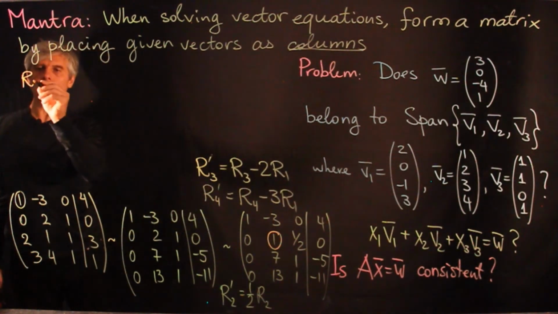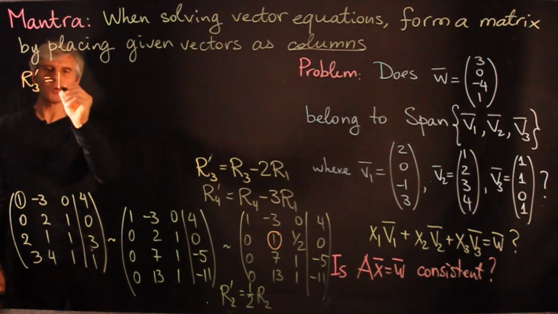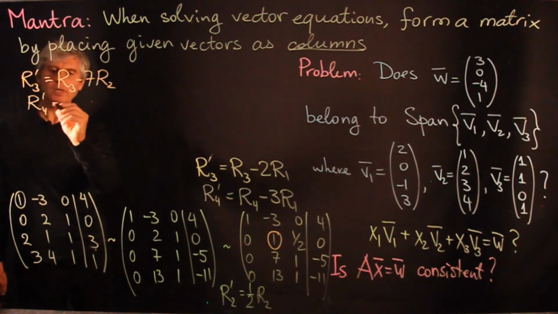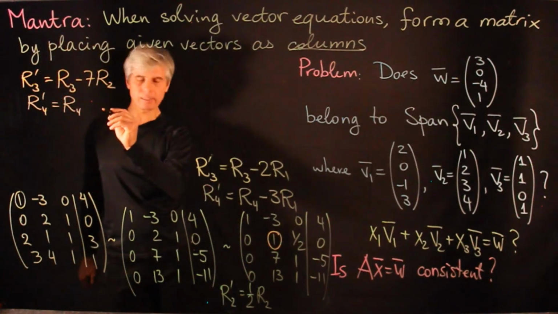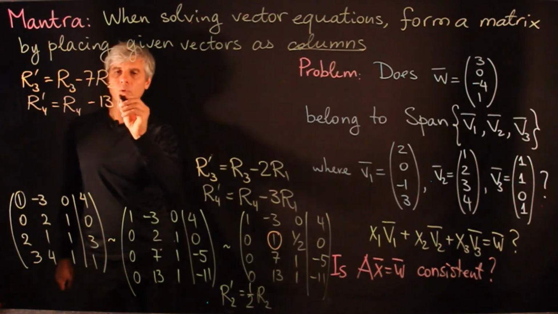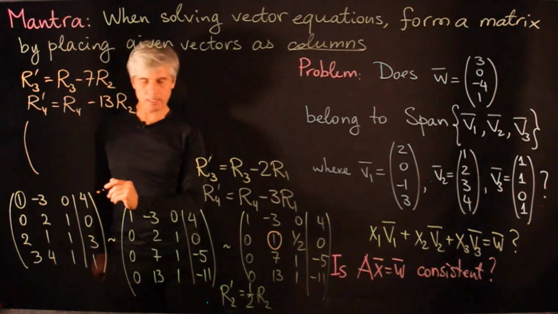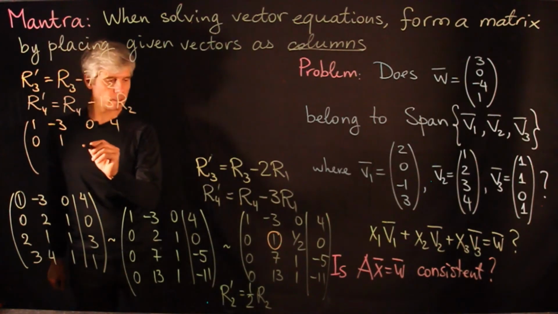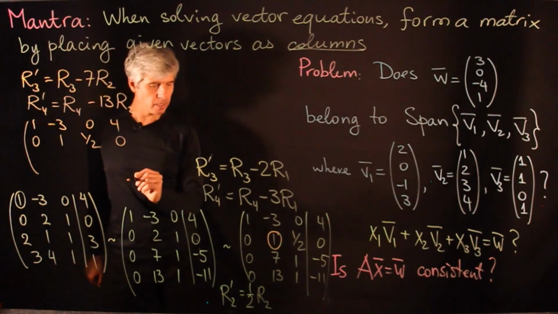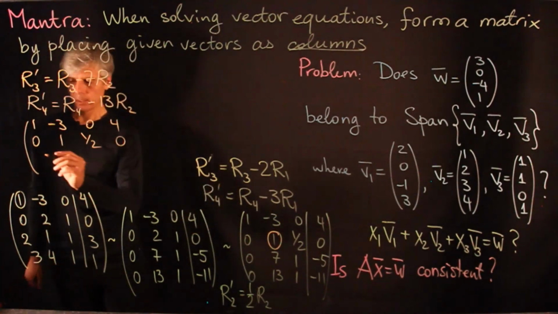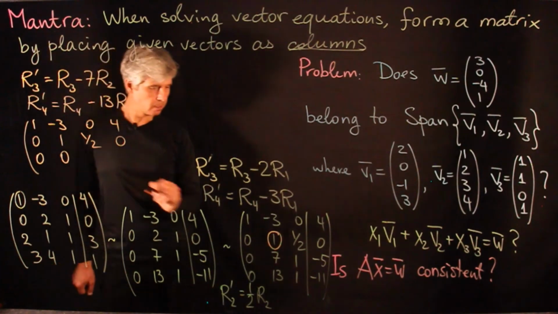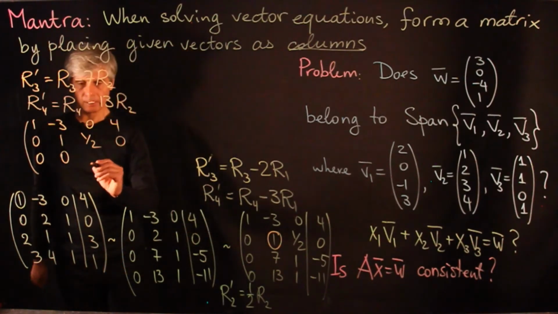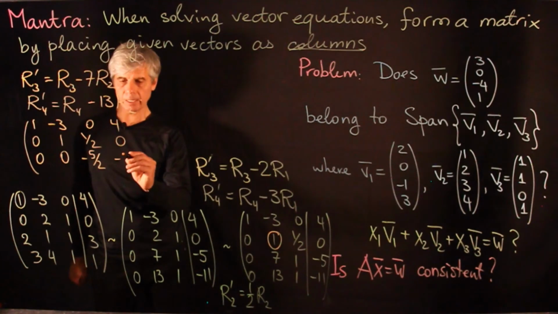So we say row 3 new is row 3 minus 7 row 2, and row 4 new is row 4 minus 13 row 2. So this gives us the matrix 1, -3, 0, 4, 0, 1, 1/2, 0. Then we subtract 7 times row 2. So we get 0 here. So we have 1 minus 7/2, so that's -5/2. And here we get -5.